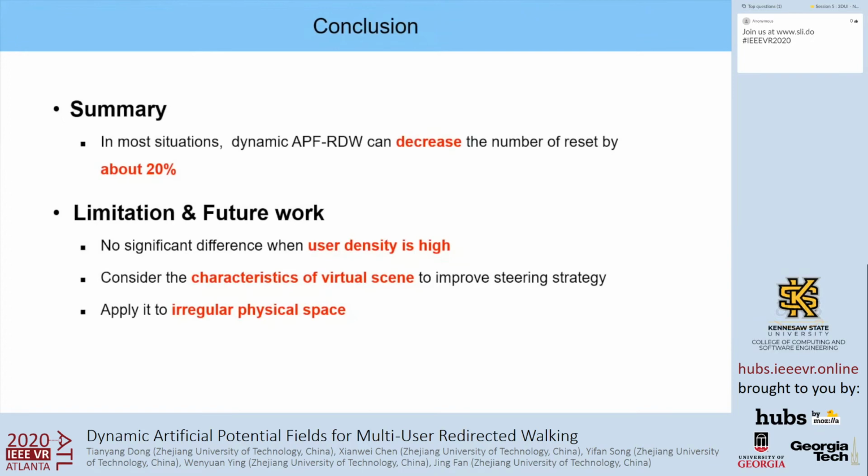In most situations, our method has a better performance and can decrease the number of resets by about 20%. But the limitation is that there is no significant difference between our method and the original method when user density is high.